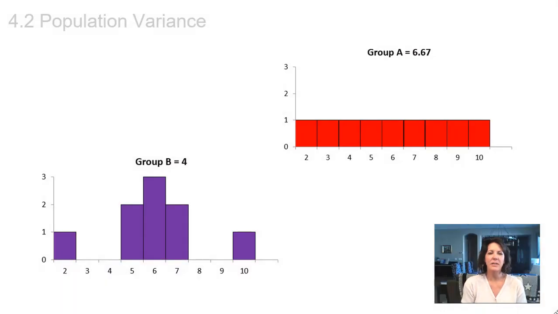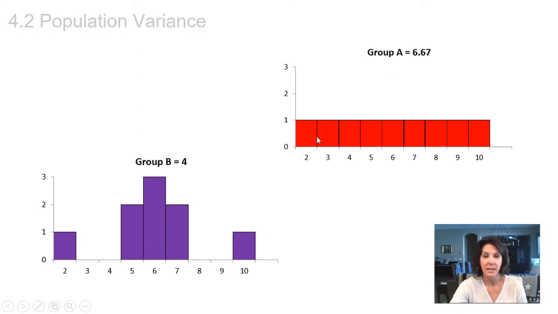All right, let's take a look and see what this looks like, comparing our graphs with our calculated variance formulas. For group A we have 6.67. That was the variance we found in the first group. And the variance for this last group we just did was 4. So what does that mean? Well, 4 is less than 6.67. That means that group B has less variance than group A.